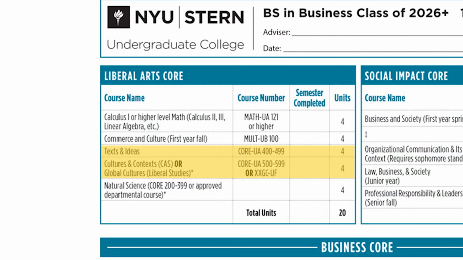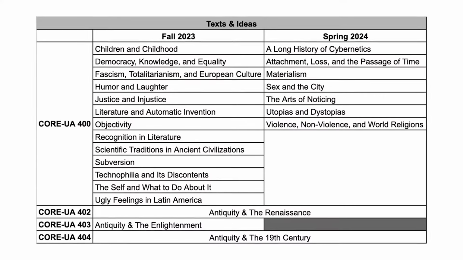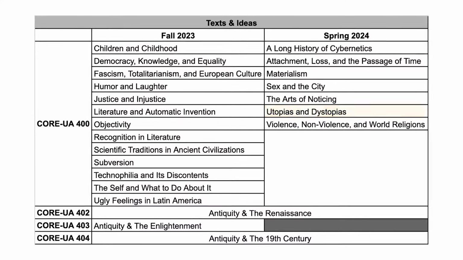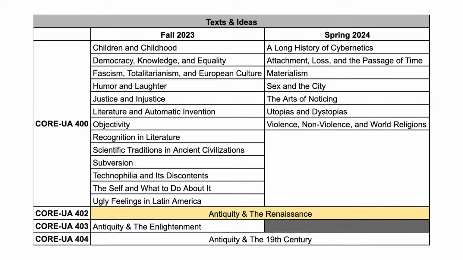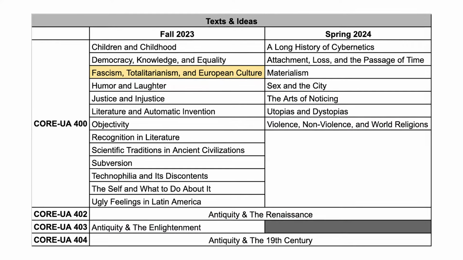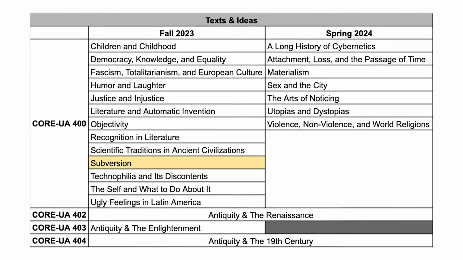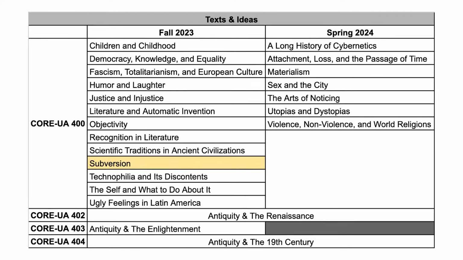The next 2 classes are Text and Ideas and Culture. You'll see why I'm grouping these together. Text and Ideas is like a mixture of history, philosophy, and English, just all combined into one. At least that was the case for me. It depends on what topic you take, and there's a lot of topics you can choose from. Some examples include utopias and dystopias, the Renaissance, the arts of noticing, fascism, humor and laughter, subversion. The wide range of topics is actually insane.